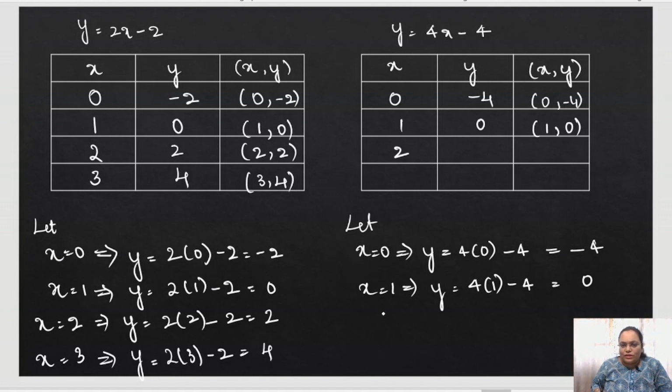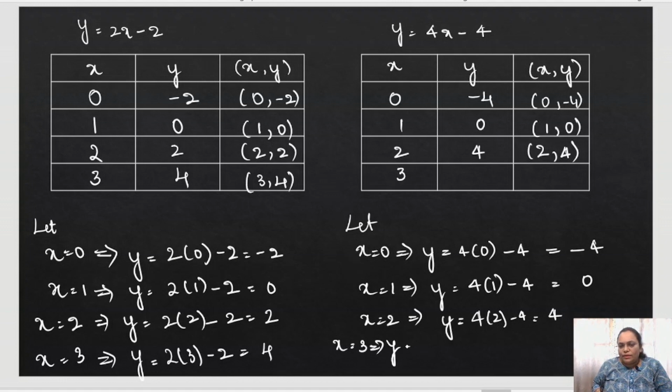And if you take x is equal to 2, then y will be 4 of 2 minus 4, which is 8 minus 4 is 4. So the point is 2 and 4. Then next, if you take x is equal to 3, then y will be 4 of 3 minus 4, which is 12 minus 4, which is 8. So the point is 3 and 8. Now let us plot the graph.